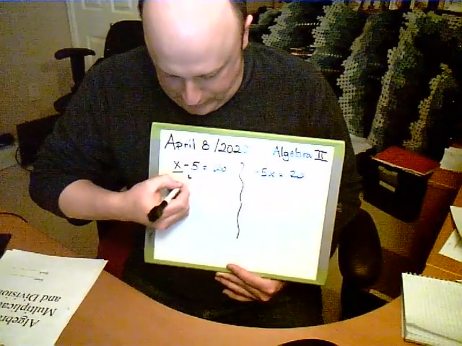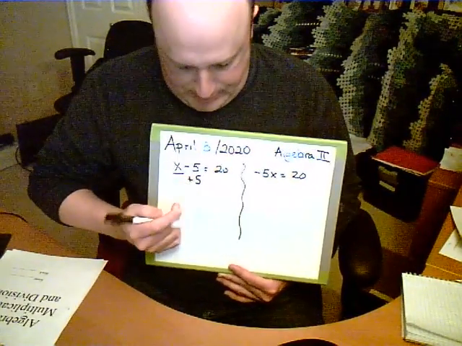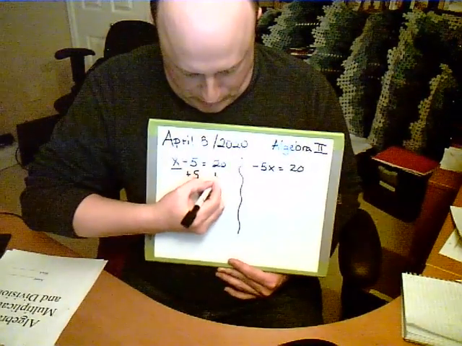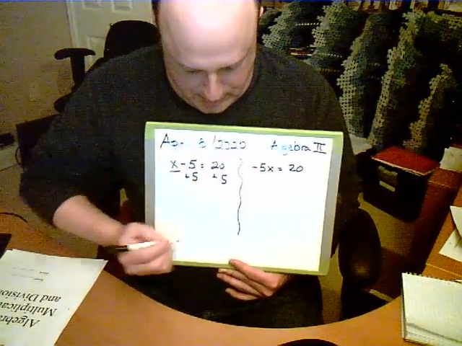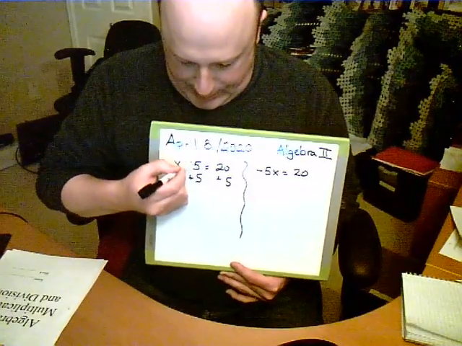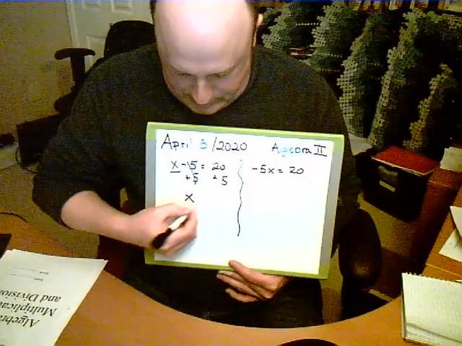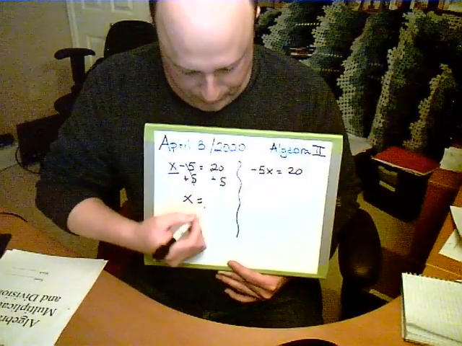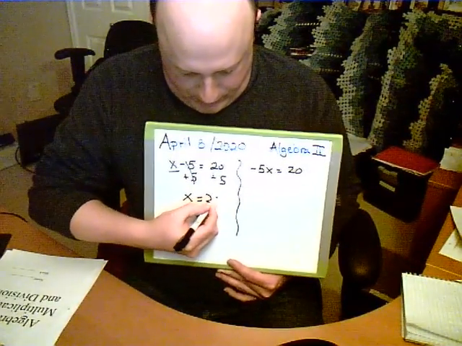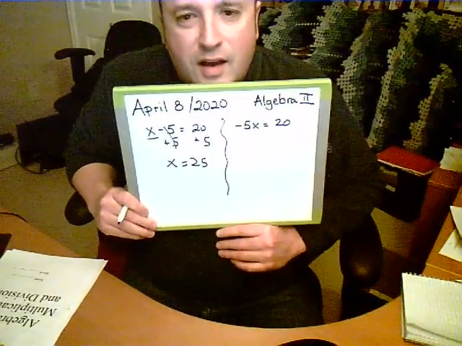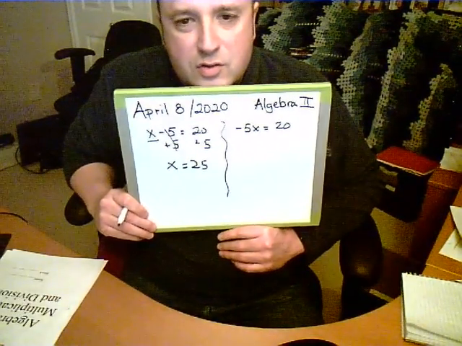So I have plus 5 here to cancel it out, and I have to keep balance, so I have to add 5 over here as well. Okay, so that cancels. 5 minus 5 is 0, and so I'm left with x. And then 20 plus 5 is 25. And there's my answer. I don't have to work too hard to solve it.